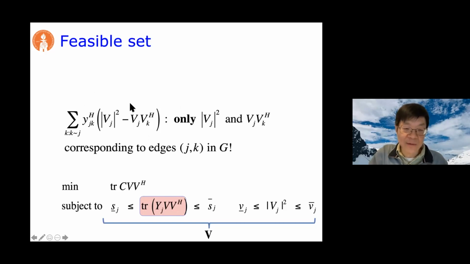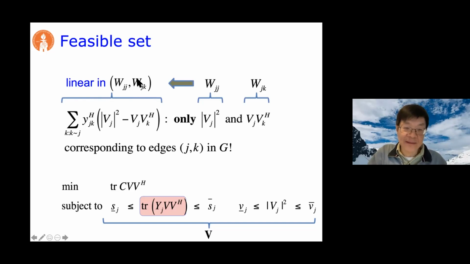Now, what this says is that the only voltages that are involved, or products of voltages, are the Vj squared and VjVk when jk is an edge in the graph. If jk is not an edge in the graph, then VjVk is not involved in the constraint. And this corresponds, if you write in terms of the W matrix, to the diagonal entries of the matrix W, Wjj, and the off-diagonal entries Wjk only when jk is a line, is an edge in the network, in the graph. Okay, and therefore this is linear in W's.